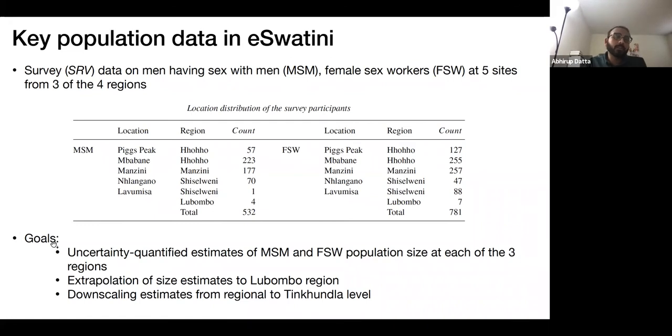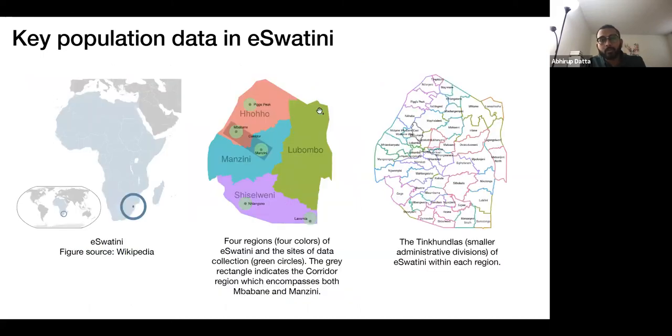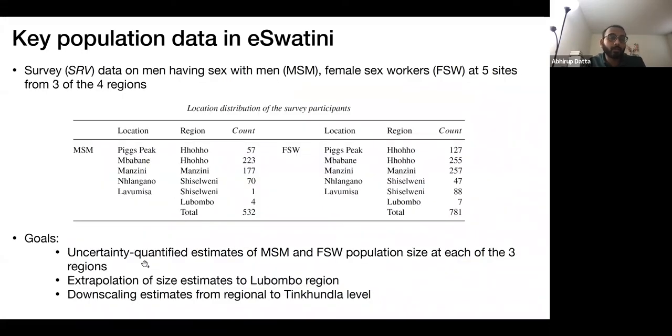The goal of the project was to generate uncertainty-quantified estimates of MSM and FSW population size at each of the 3 regions for which we have data, because as you can see in the previous map, there is no data from the Lubombo region, so we only had data from these 3 regions. Then another goal was to extrapolate size estimates to the Lubombo region, and then to downscale estimates from the regional to the tinkhundla level.